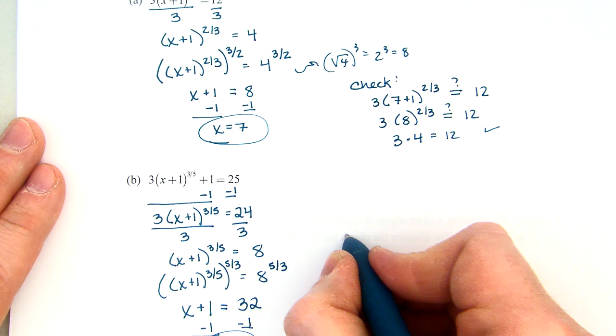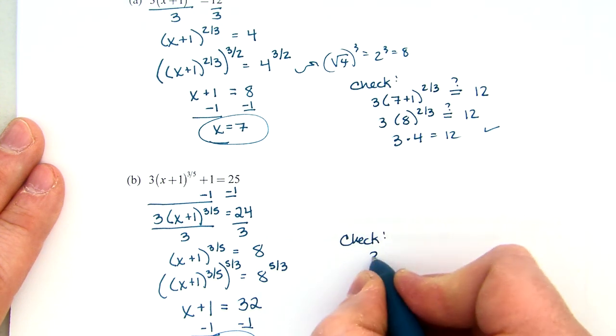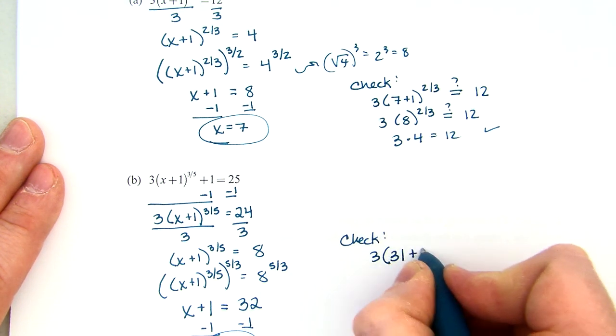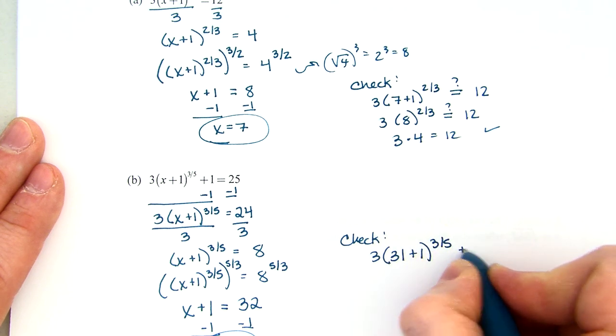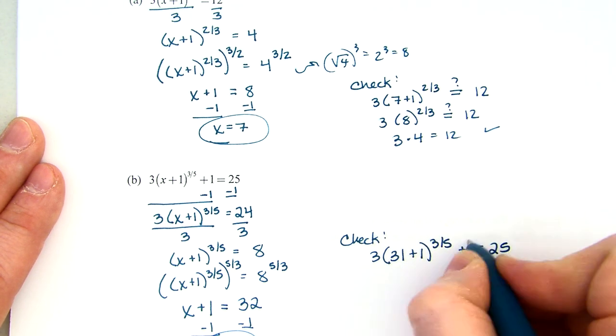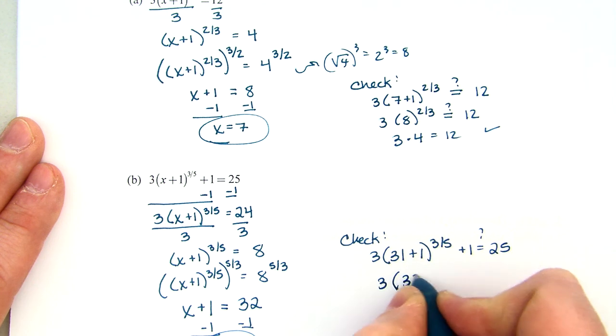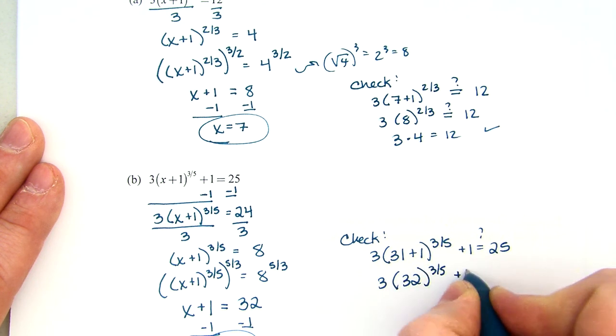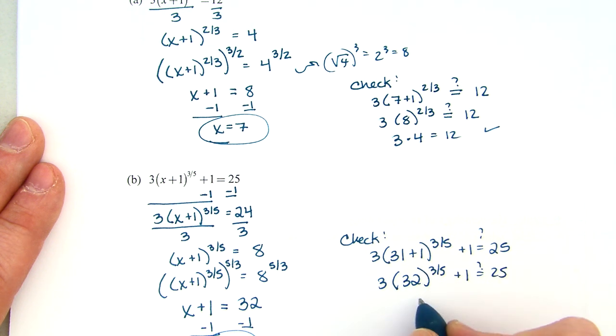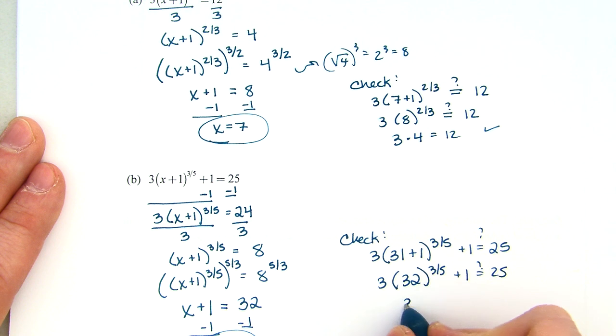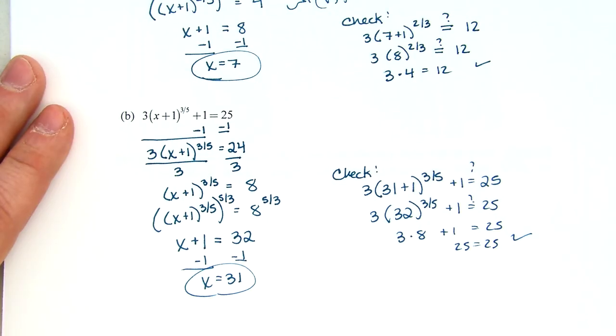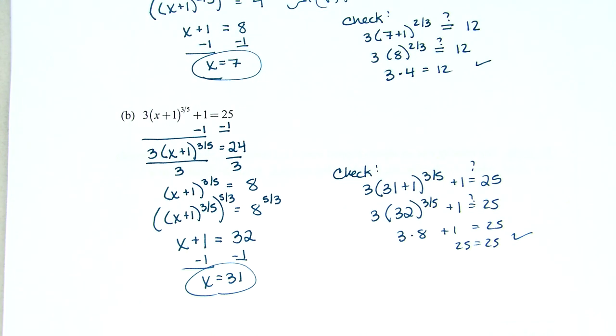I shouldn't have done that. I shouldn't have circled it, because I got to do my check. Maybe 32 to the 3/5 plus 1 maybe equals 25. 5th root of 32 is 2. Cubed is 8. Oh, I think this is going to work. 25 equals 25. Sure, I'm good. Oops, you can't see that. But 31 is going to work.